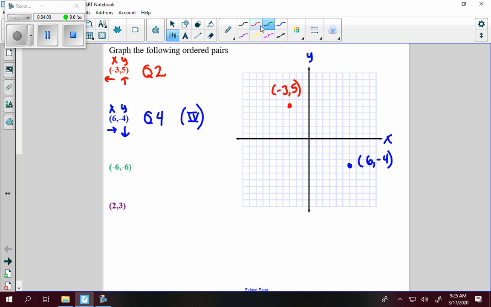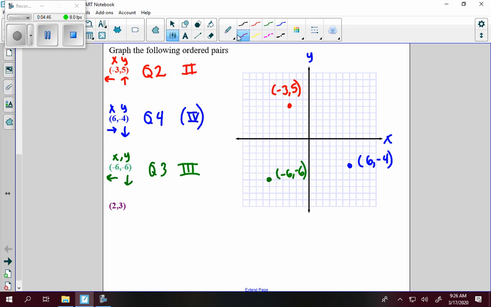The next one would be negative 6, negative 6. So it would be x, comma, y. With your x, you're going to go negative 6, and then y, you're going to go negative 6. So you start at 0, 0, and you go to the left 6. 1, 2, 3, 4, 5, 6, and down 6. 1, 2, 3, 4, 5, 6. And that would be your point, negative 6, negative 6. And then again, it would be quadrant 1, 2, 3. Quadrant 3.